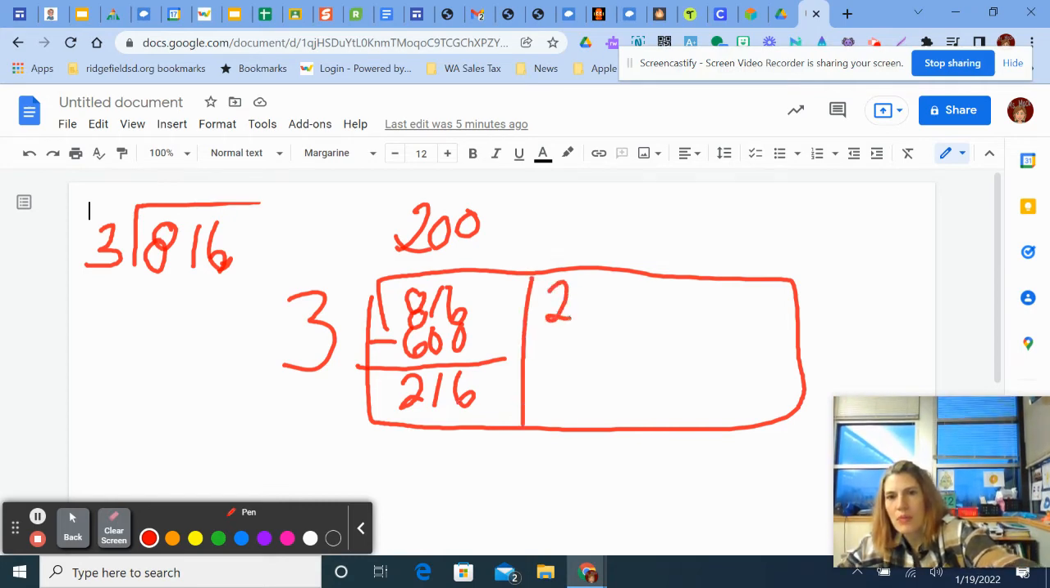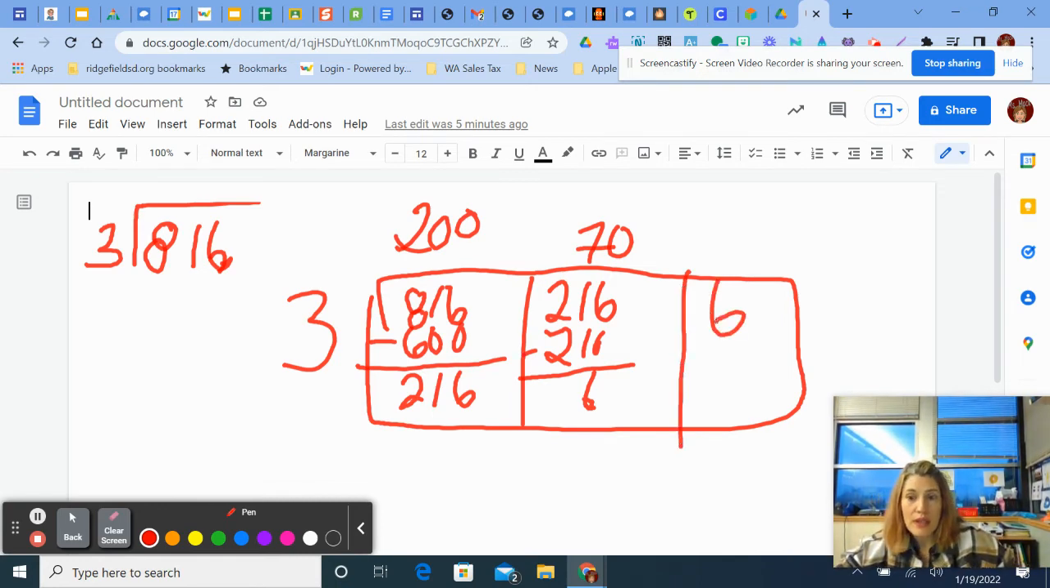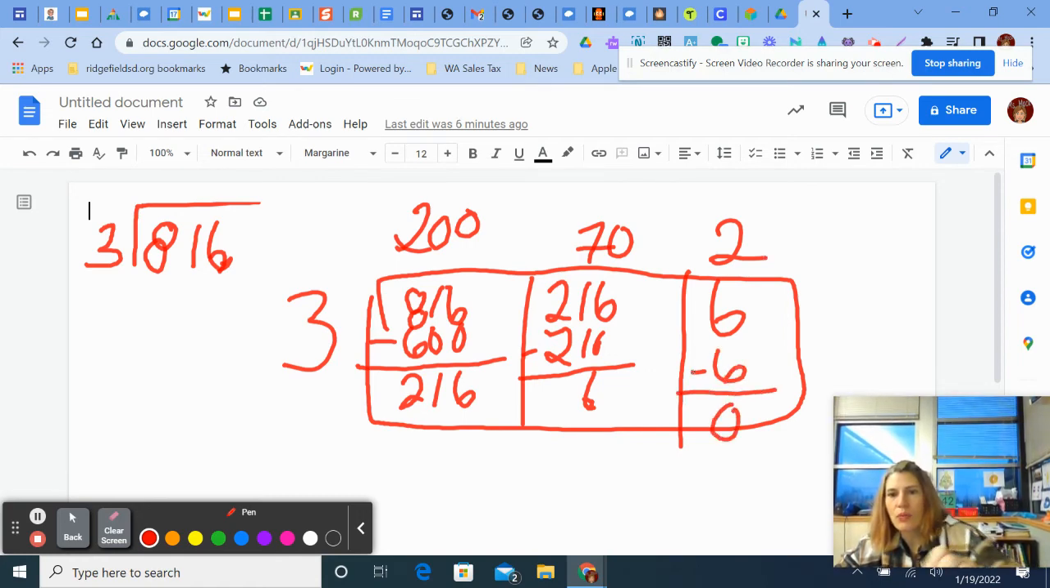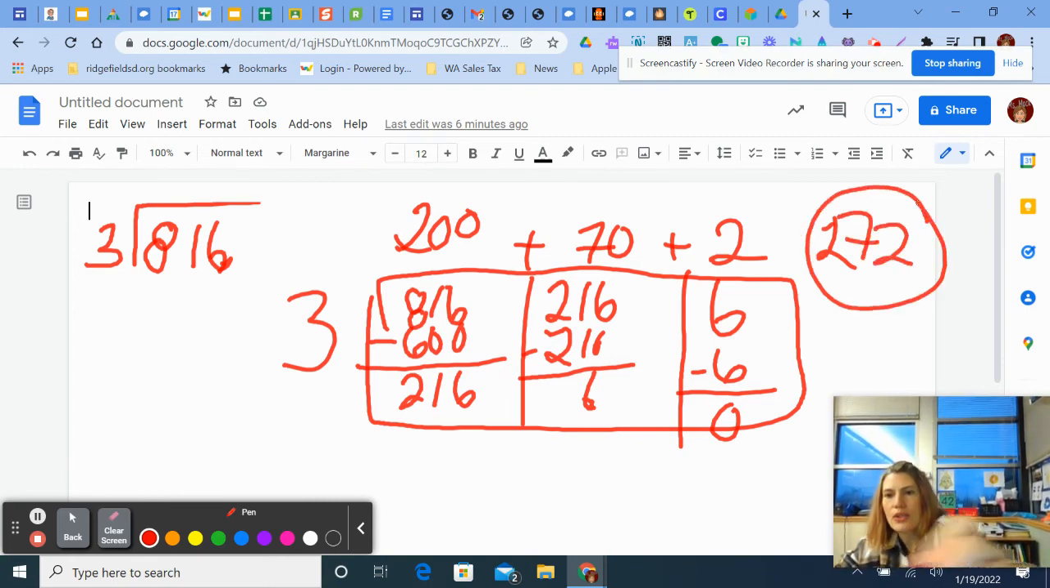And then I'm going to go next. I'm going to put my 216 up here. I know if I look at the first two, it's 21. I know that 7 times 3 is 21, so 70 times 3 would be 210. So I'm going to put my 70 up here, and now I would only have 6 left. And then I would look at 3 goes into 6 2 times. I'm going to put my 2 up here. And then I'm going to put my 6, which is going to be a 0. So I have no remainder. So if I add my partials up, I have 272 is my quotient, my answer.